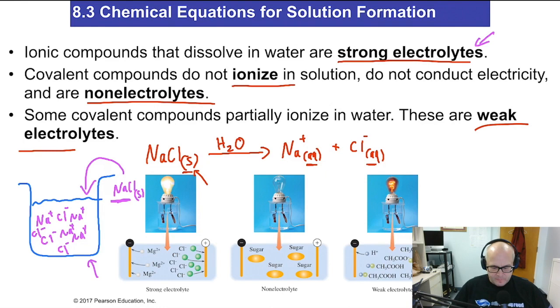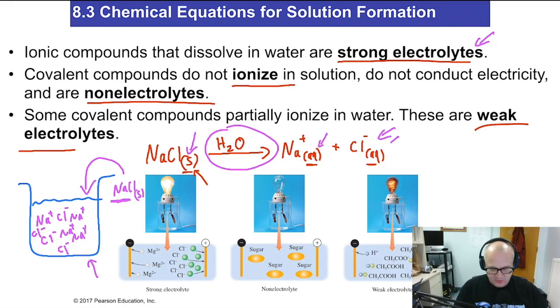Okay? Now let's look at this equation. Notice the arrow. It's only pointing in one direction, pointing to the right. That means this is a strong electrolyte because we started out with a solid. See that? It's not aqueous. The sodium chloride is not aqueous. That's an important thing to remember. It's not aqueous.